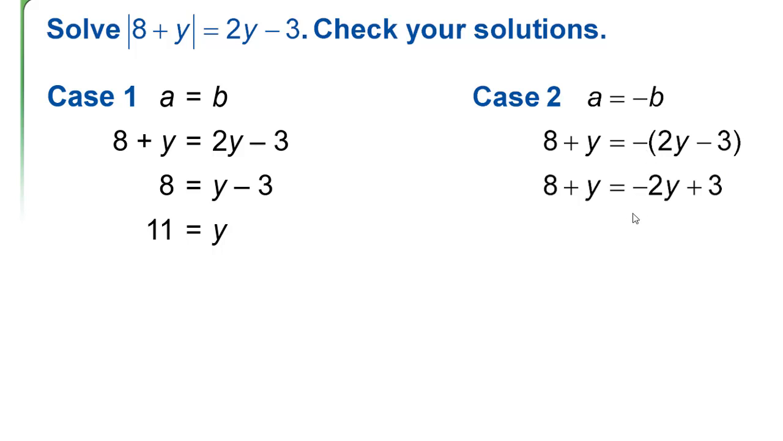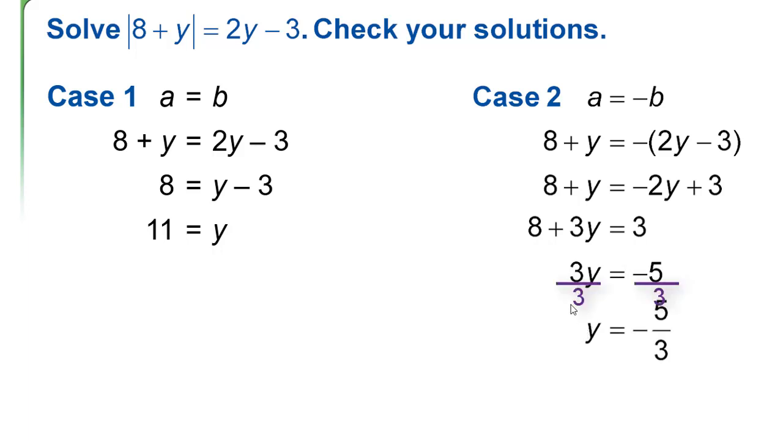So our next step is going to be to bring the y's to one side. And we're going to do that by adding 2y using the addition property of equality. Adding 2y to both sides gives us 8 plus 3y equals 3. Finally, we're going to subtract the 8 from both sides. And so when we subtract an 8 from this left side, the 8's cancel out. We do 3 minus 8, we get negative 5. So 3y equals negative 5. Last thing we're going to do is divide both sides by 3 using the division property of equality. And so y, in this case, equals negative 5 over 3.